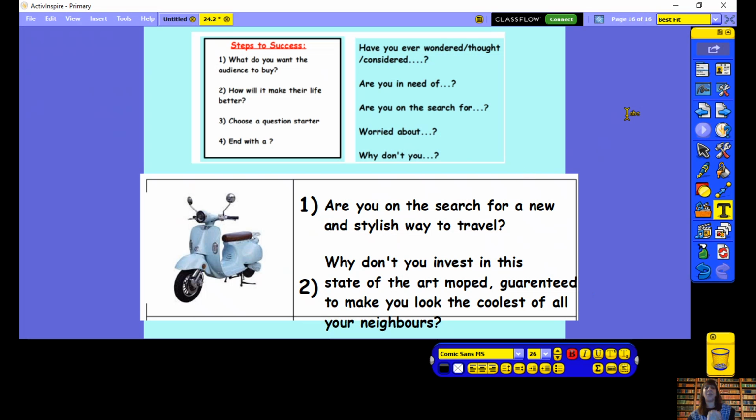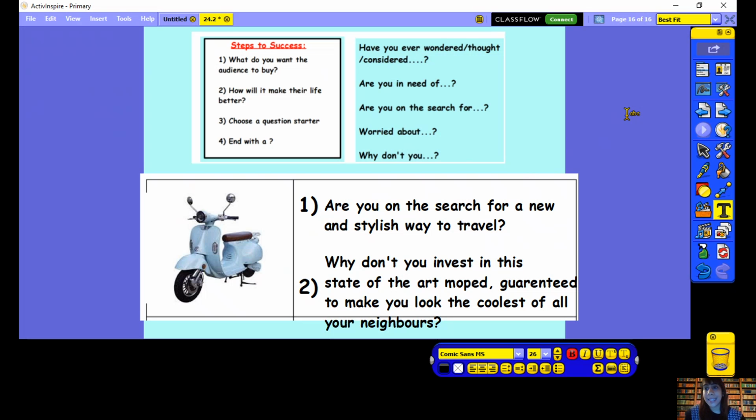Okay, so let's read both of those. Are you on the search for a new and stylish way to travel? Why don't you invest in the state-of-the-art moped, guaranteed to make you look the coolest of all your neighbors? So those are my two rhetorical questions. I made sure that I thought about the product. How is it going to make their life better? And I've chosen my question starters and made sure I've ended with a question mark.